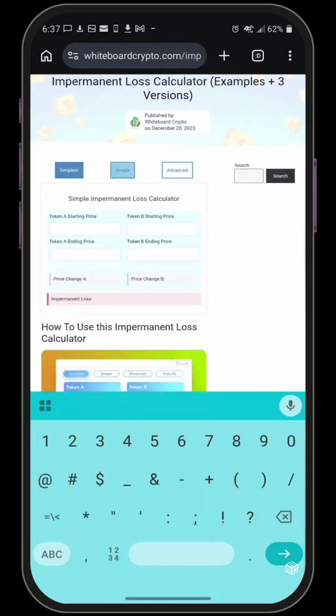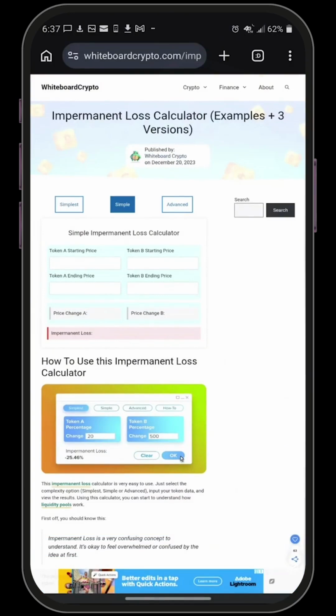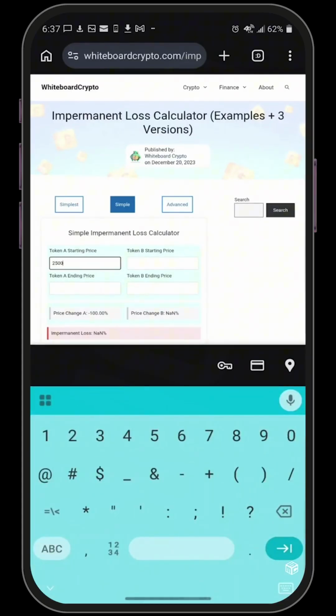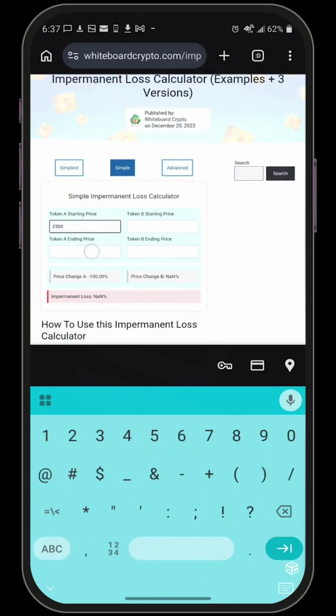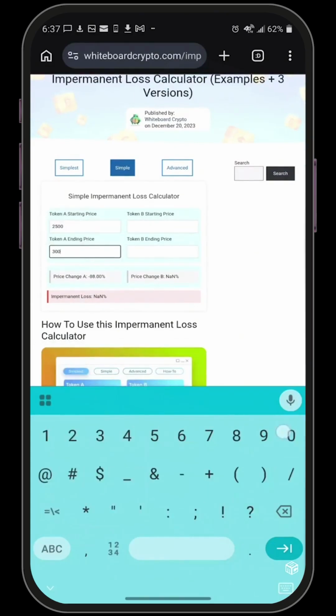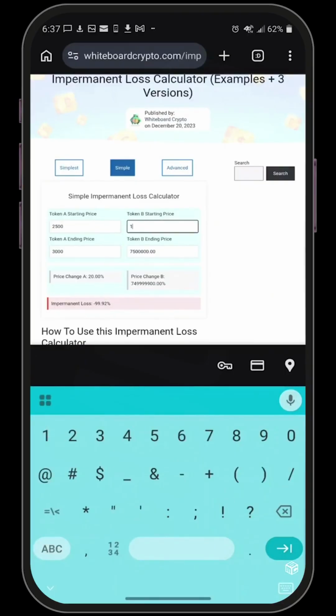Now let's move on to the simple mode. Here, instead of percentage changes, this version asks for the starting and ending prices of both assets, right? For token A starting price, we enter the price of the asset at the point of providing liquidity. So let's say Ethereum is worth $2,500 at the moment. So we enter 2,500 here. And then for the ending price, we enter the predicted price of Ethereum over time, right? So let's project, say, $3,000. Now for token B, that's USDC, for the starting price we'll enter $1 here. Now you can see that the calculator automatically converts the prices into percentage changes and calculates the impermanent loss.